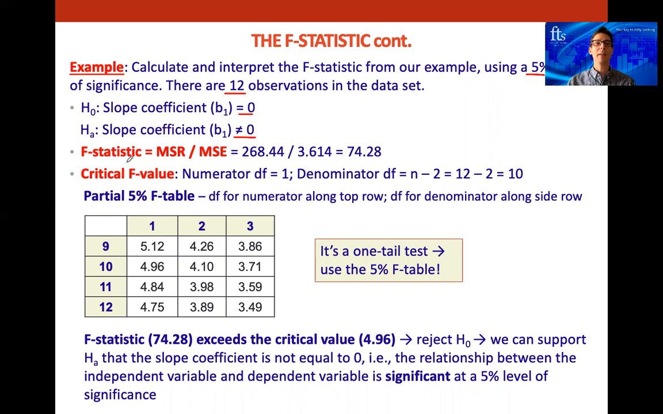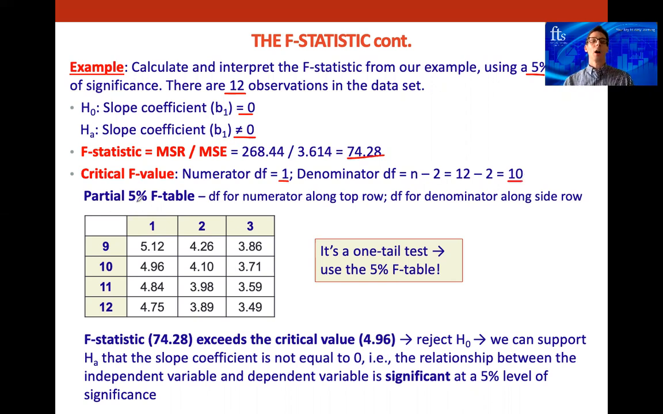Now our F-stat, like we've seen, is the MSR over the MSE, and we saw that earlier also in our ANOVA table. Now we need to check out the critical F value. Remember, we've got the numerator degrees of freedom, which is just one, because we've only got one independent variable, and our denominator degrees of freedom is the number of observations minus 2, so it's going to be 10.